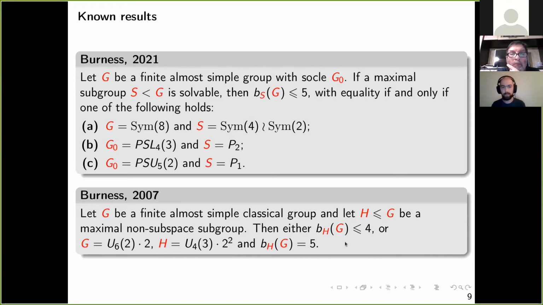So it's just impossible to prove the same result for maximal subgroups which are subspace subgroups. But for non-subspace subgroups, it works. So if our solvable subgroup lies in a maximal non-subspace subgroup, then we can use this result. And in particular, the base size is not greater than 4, unless this really specific case holds when it's 5. I mentioned this result because my results are also about classical groups, in particular almost simple groups with linear, unitary, and symplectic socle. So I will now pass to my results.